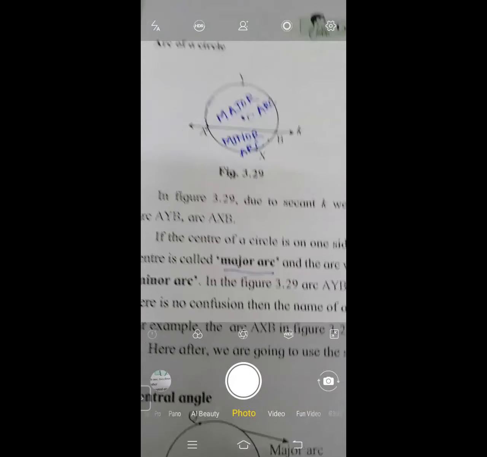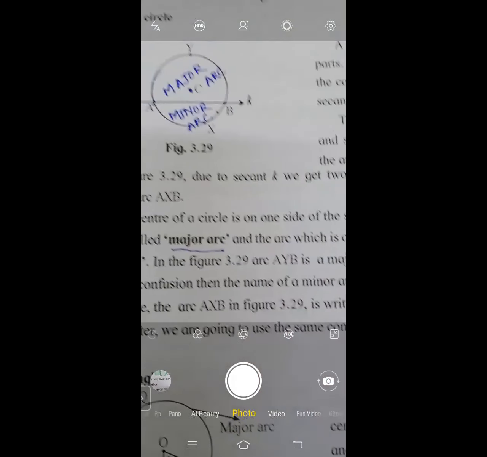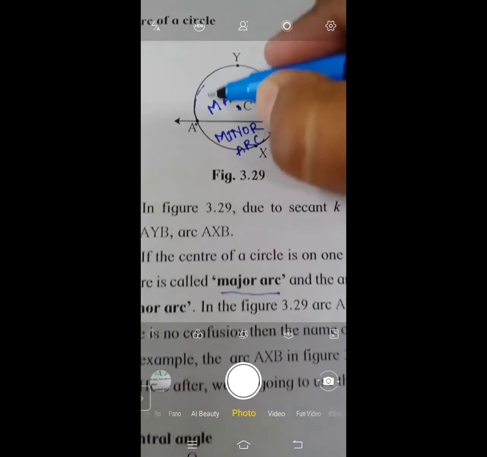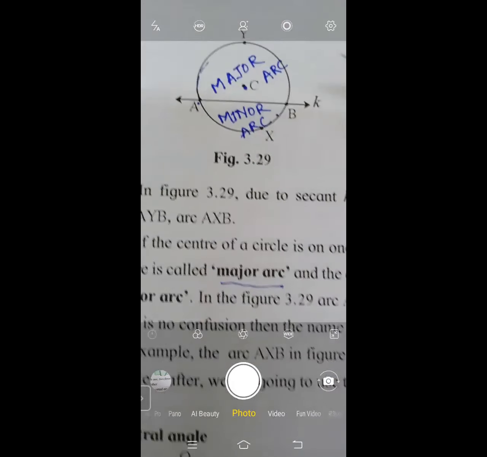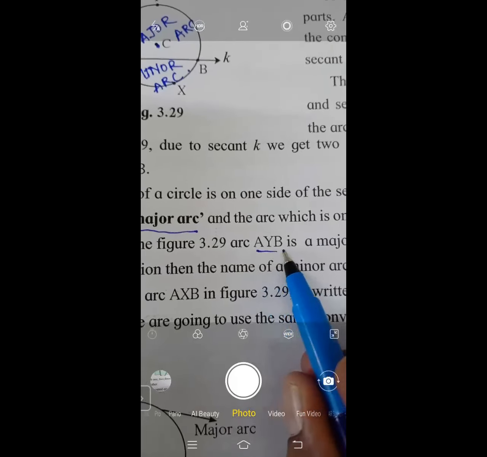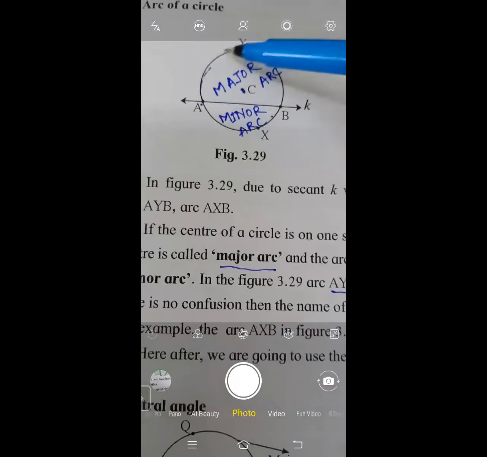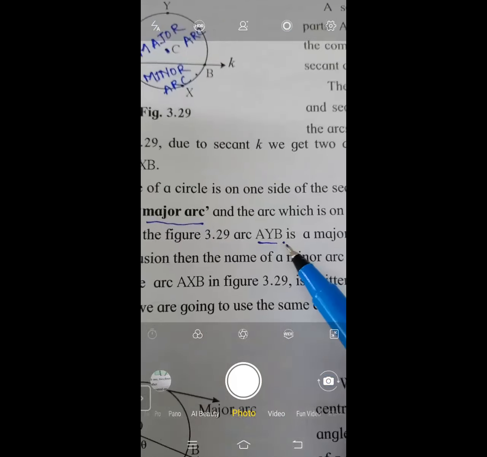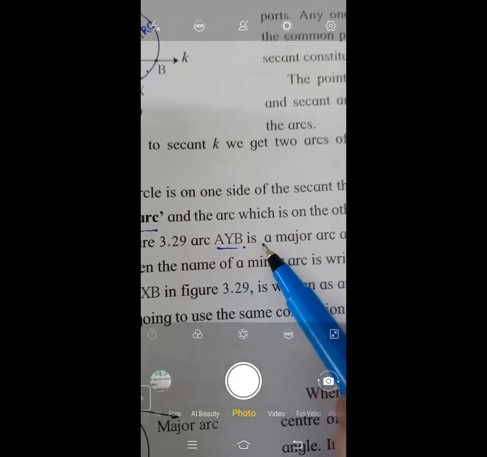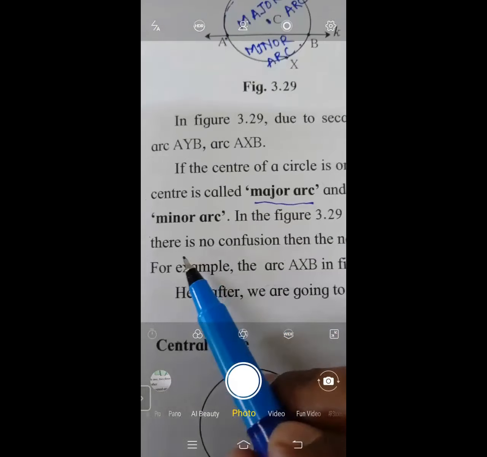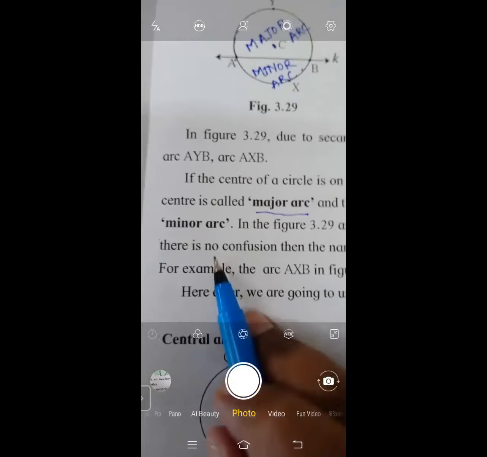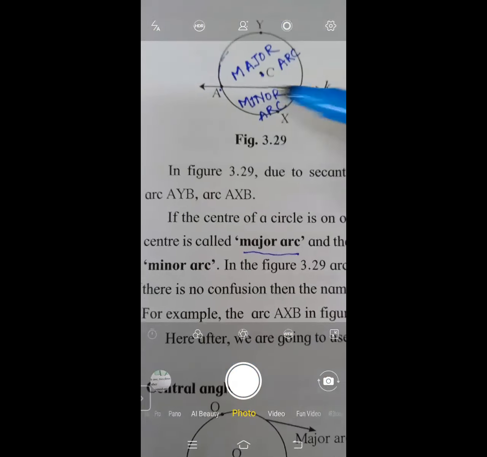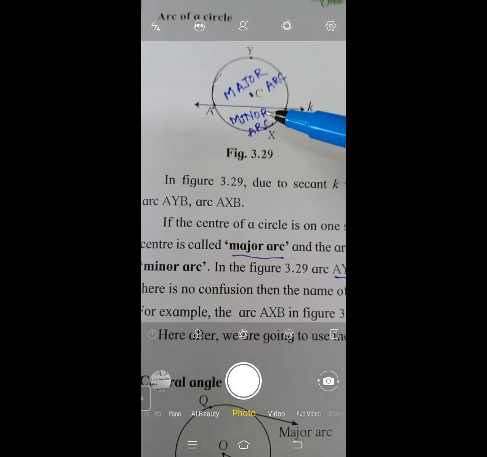In figure 3.29, arc AYB is the major arc. Again, by writing three alphabets, or three points of the circle, we are indicating the name of the arc. So arc AYB is the major arc and arc AXB is the minor arc. When there is no confusion, the name of the minor arc is written using its endpoints only. Try to write it with three letters to indicate your arcs properly in the exam.